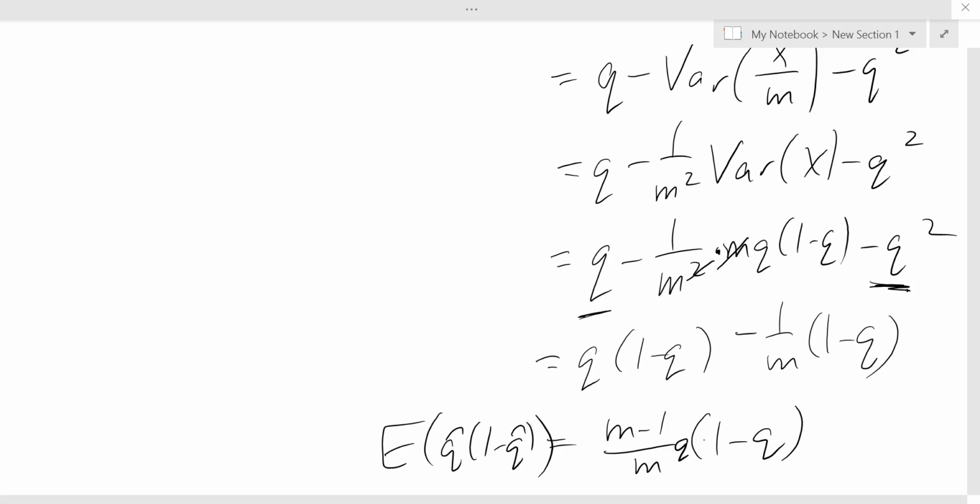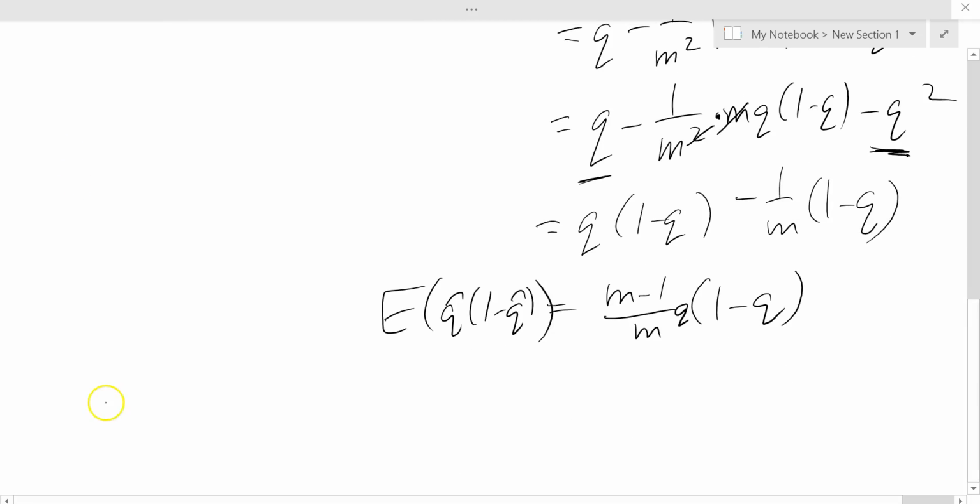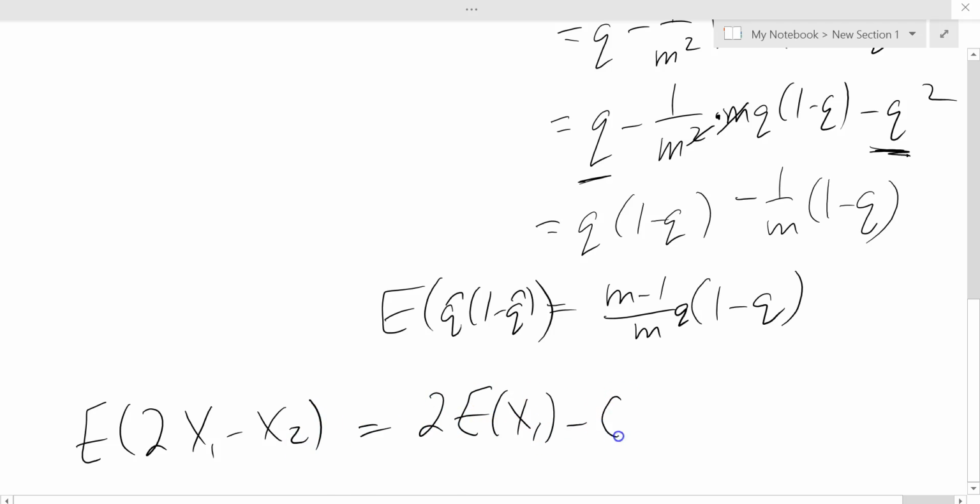And then again, for 3, if you do the expected value of 2x1 minus x2, I can break it up as 2 times the expected value of x1 minus the expected value of x2. But the expected values of x1 and x2 are both what? Lambda. So we just get lambda. So that one's also unbiased. So the answer in that one will be D.